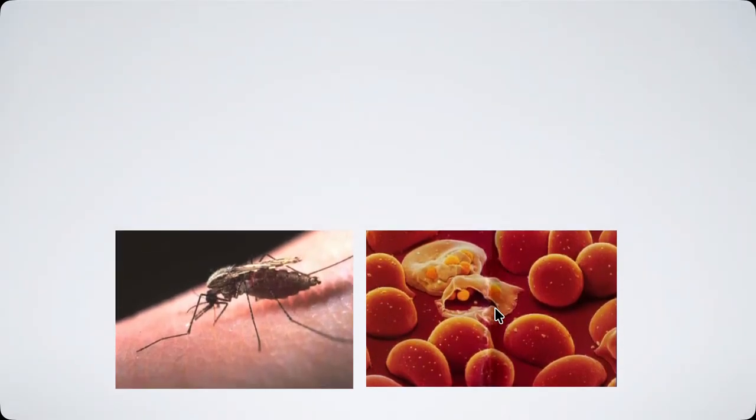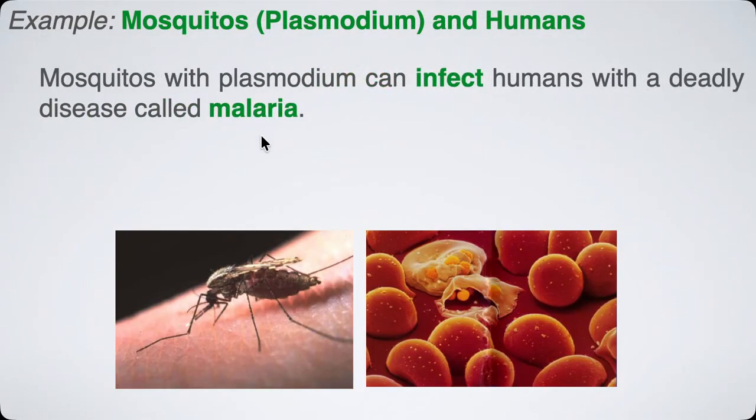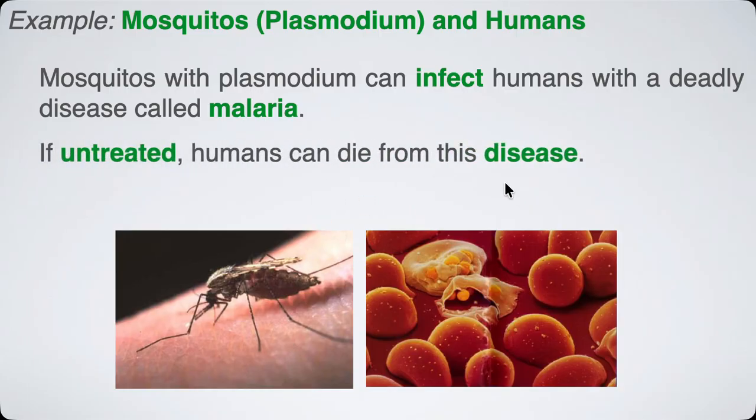What about this one? So mosquitoes get a bad rap. This parasite though is actually something that lives inside of mosquitoes. It's called Plasmodium. So I'm putting mosquitoes anyway, but the actual parasite is the Plasmodium, and it causes malaria. So mosquitoes that are infected with this Plasmodium, and the Plasmodium just lives in its gut. It doesn't infect the mosquito. It just kind of lives there. It infects humans with a deadly disease that is called malaria. And so if untreated, humans die from the disease.